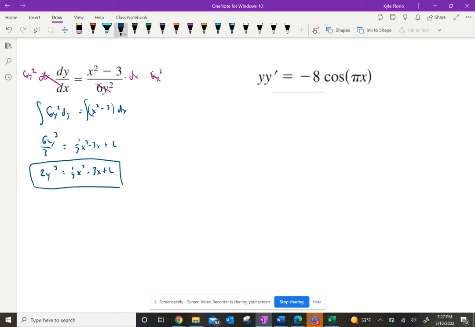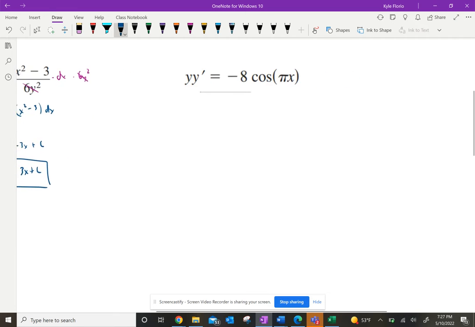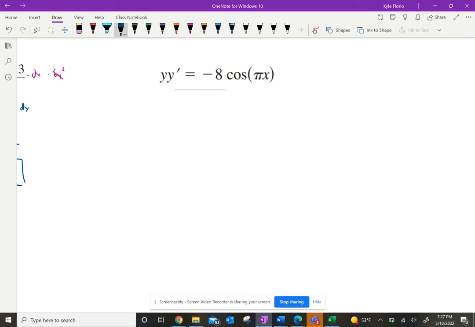Okay, and here's another one. I see a y prime, so I'm going to rewrite it as dy dx equals negative 8 cosine of pi x. Now the x's are already kind of together. I just need to move the dx over. So multiply both sides by dx, and that goes away. And now I can just integrate both sides.